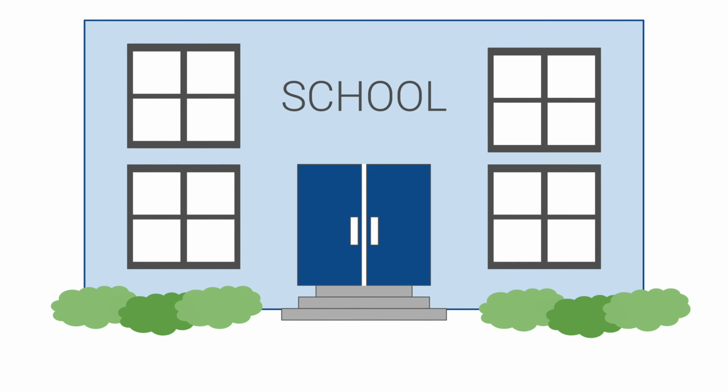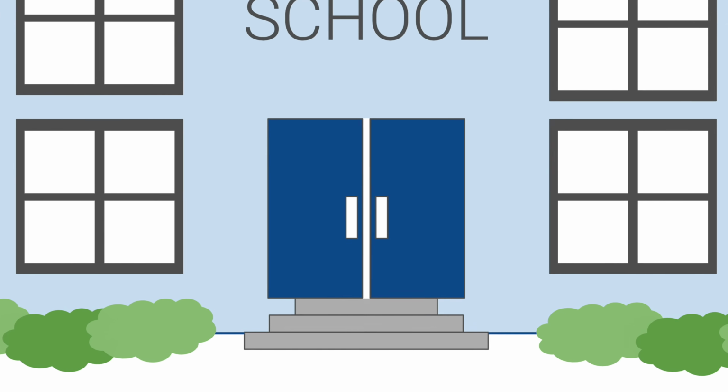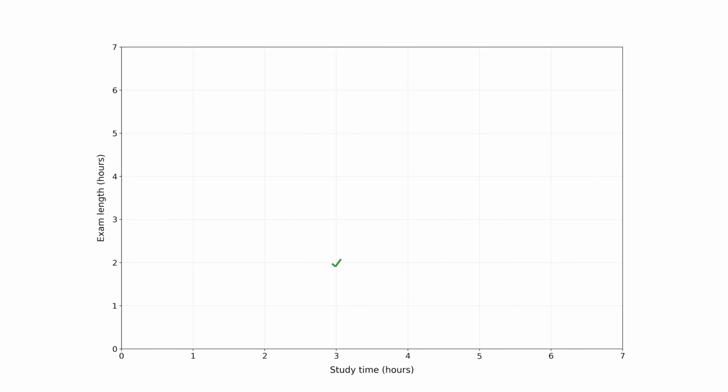In an attempt to improve exam pass rates, a school decides to survey its students. For each student, the school records the length of the exam they took, the amount of time they studied for it, and whether they passed the exam. This student studied 3 hours for a 2-hour exam and passed. This student studied 2 hours for a 3-hour exam and failed.